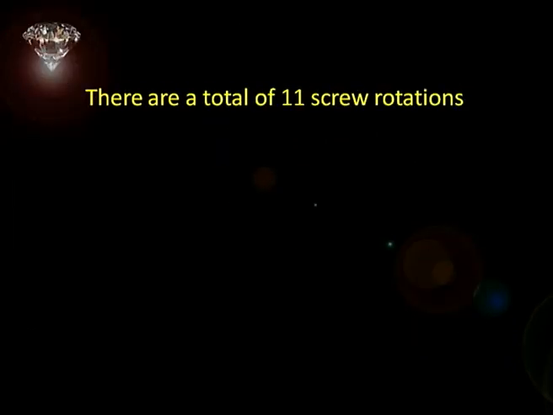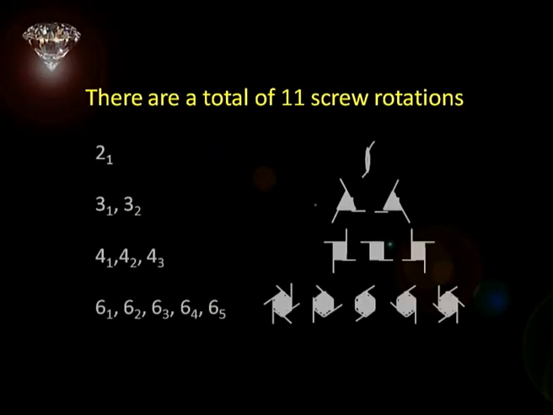Now, if we just take all possibilities, we find that for n is equal to 2, only 2 1 is possible, that is the symbol for this. For n is equal to 3, there are 2 possibilities, 3 1 and 3 2, as I have just shown you. For n is equal to 4, there are 3 possibilities there, 4 1, 4 2, 4 3, and for n is equal to 6, there are 5 possibilities. So, they are the possible 11 screw rotations there. So, that is one manifestation of translation symmetry there.